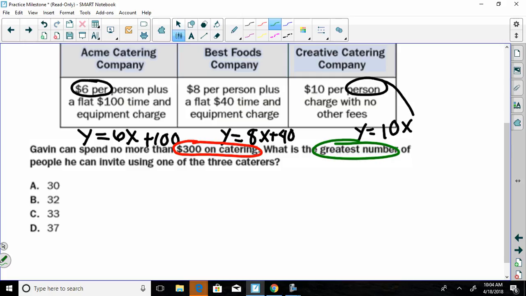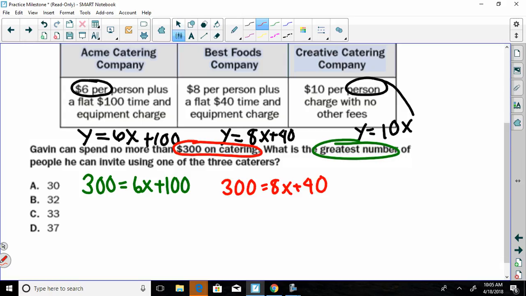And so if you're doing plug it in, and that's how you like doing this, you always start with the biggest number. So you would plug in 37 to all three of these and see if any of those answers are 300 or less. Then you would go to the next highest one, which is 33. If you don't want to do that, if X is per person, Y is your money, right? So I'm going to make all three of these equal to 300, because we want to see how many people max I can invite using one of these caterers. So this is the different way you can do it. And this is just solving a two-step equation, or in this case, a one-step equation.